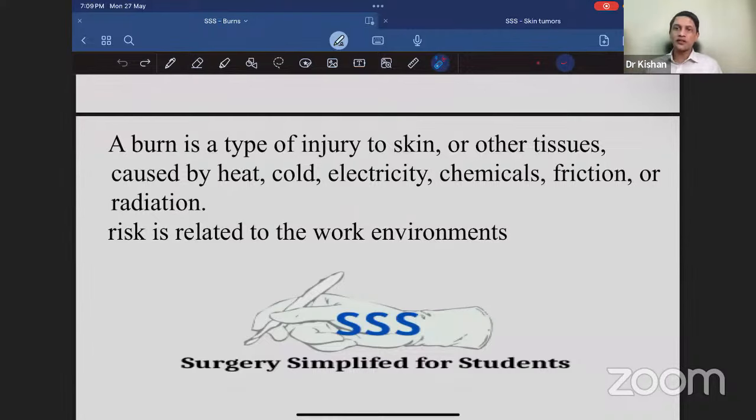So this is mainly work related. That's why we have all seen in our hospitals or even apartments everywhere, there will be a combustible gas device there. It's because burns can occur anytime, so we have to be immediately ready to prevent that.